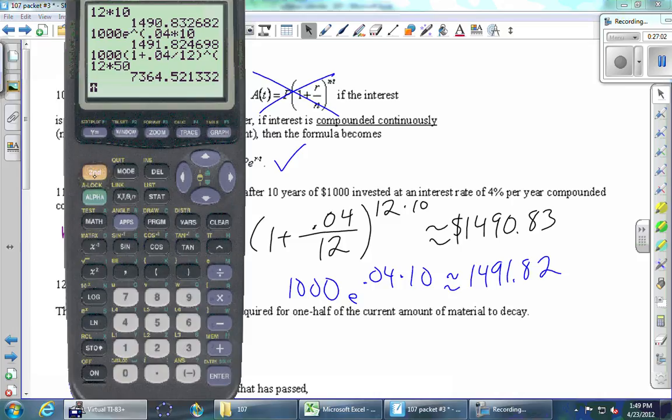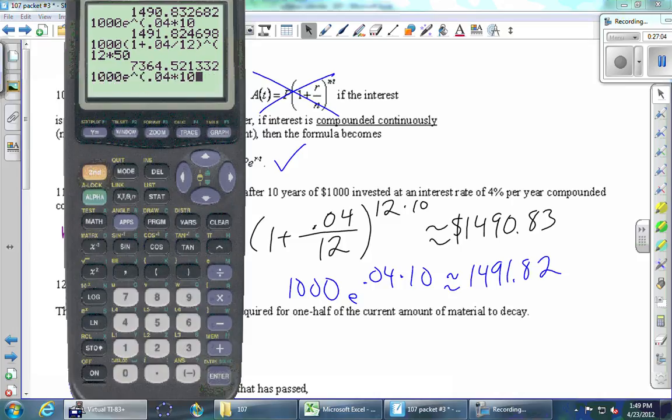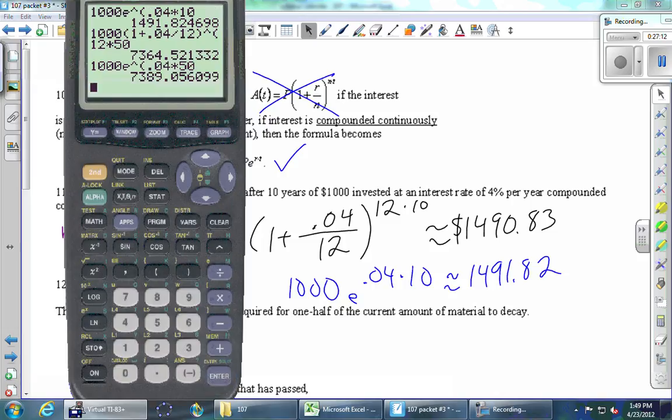Now if we do continuous compounding, we just change this to 50 years. Should it be more or less than the 7,300 that we saw? Should be more. This is 50 years continuous versus monthly. All right. You guys are not impressed. It's not $1 anymore. It's $25. It's 25 bucks.